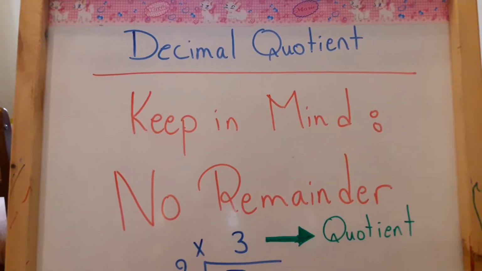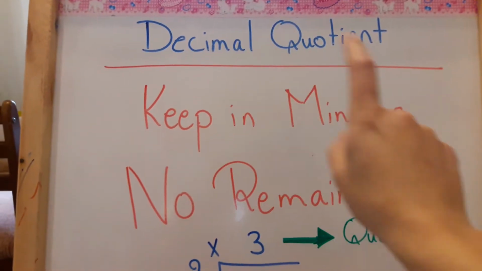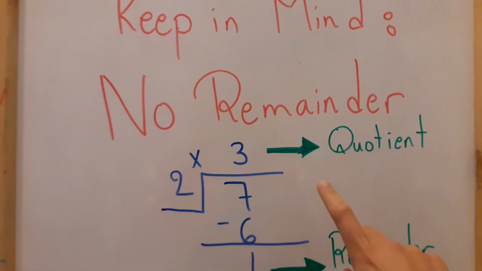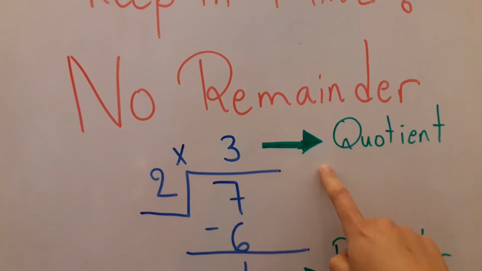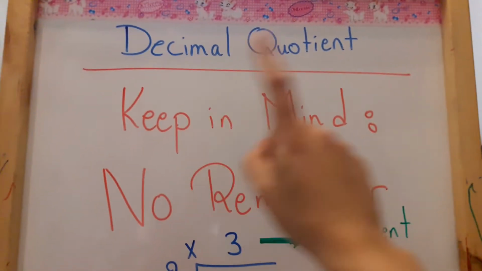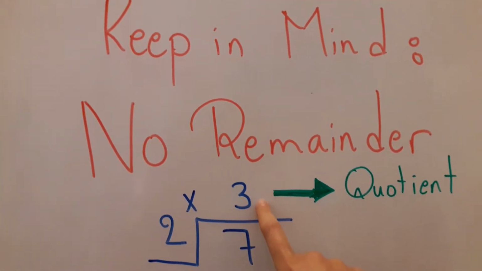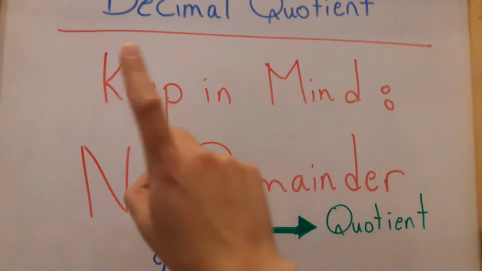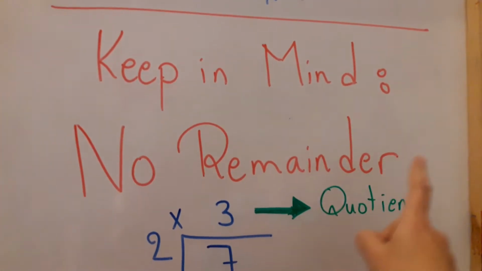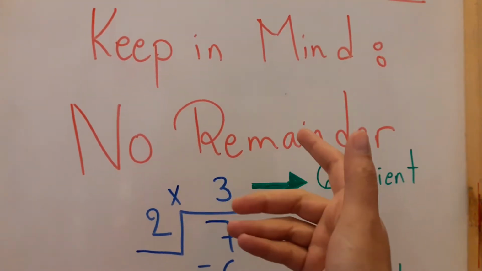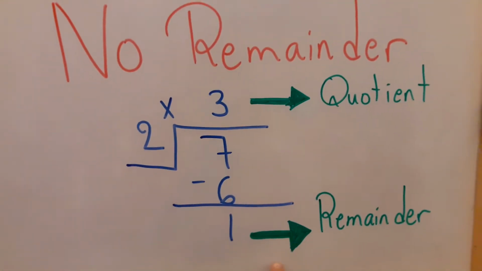Okay guys, we're starting today with decimal quotient. Remember when we did the division, we said this is a quotient. In our lesson, decimal quotient, we want this quotient to be a decimal number. It means that we have to keep in mind that we should have no remainder. Which one is the remainder? This one is the remainder.